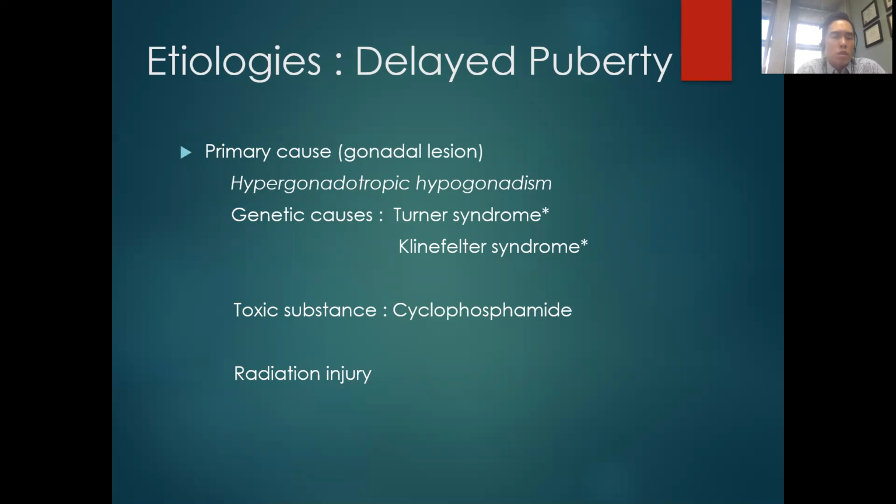The most common are genetic causes. Turner syndrome, we talked about it in the growth video. This is a primary gonadal failure because the ovaries are poorly formed. You often see streak gonads. When you do the blood test, you're going to see very elevated gonadotropin in Turner syndrome, and they have very delayed puberty.